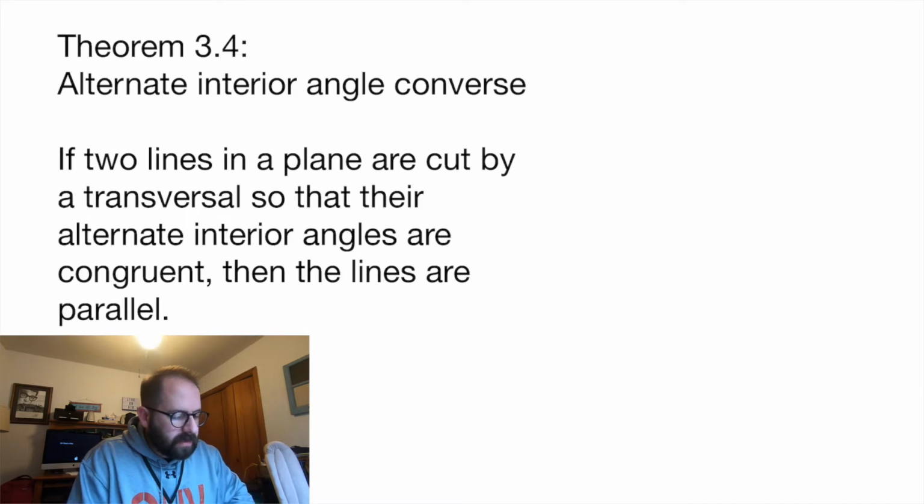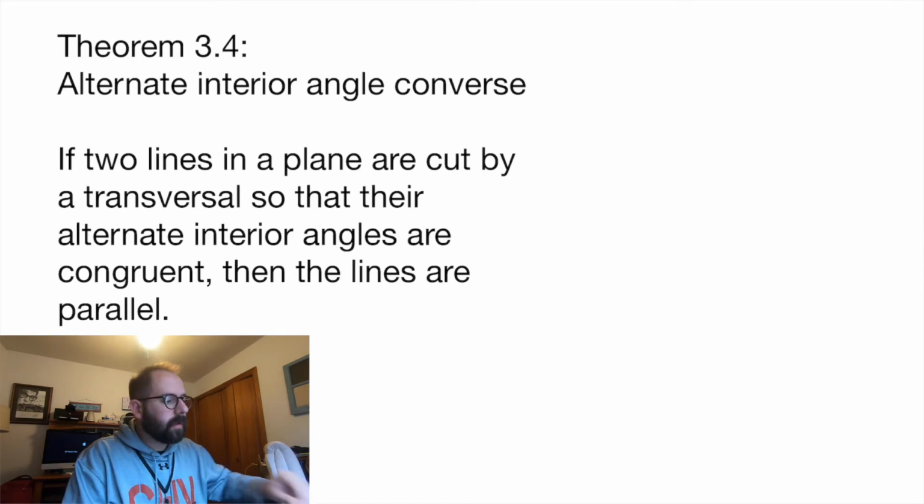So if two lines in a plane are cut with a transversal so that their alternate interior angles are equal, then the lines have to be parallel. So let you write that down.